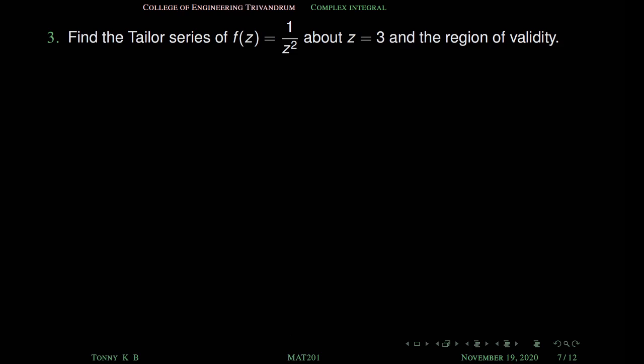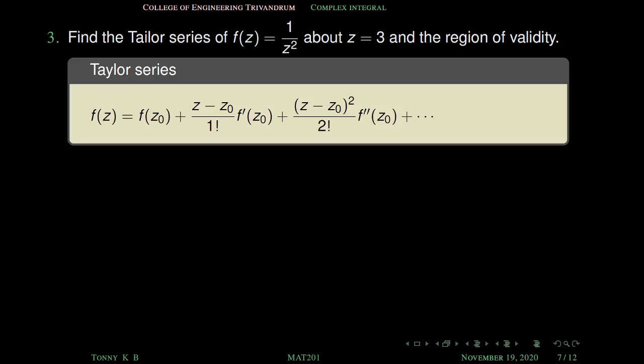Next problem: find the Taylor series of f of z equal to 1 by z square about z equal to 3. And also we have to find the region of validity. So we know that a Taylor series about a point means a series in terms of z minus z naught, right? It's a series expansion in terms of z minus z naught and its powers. The first term is of course a constant term.